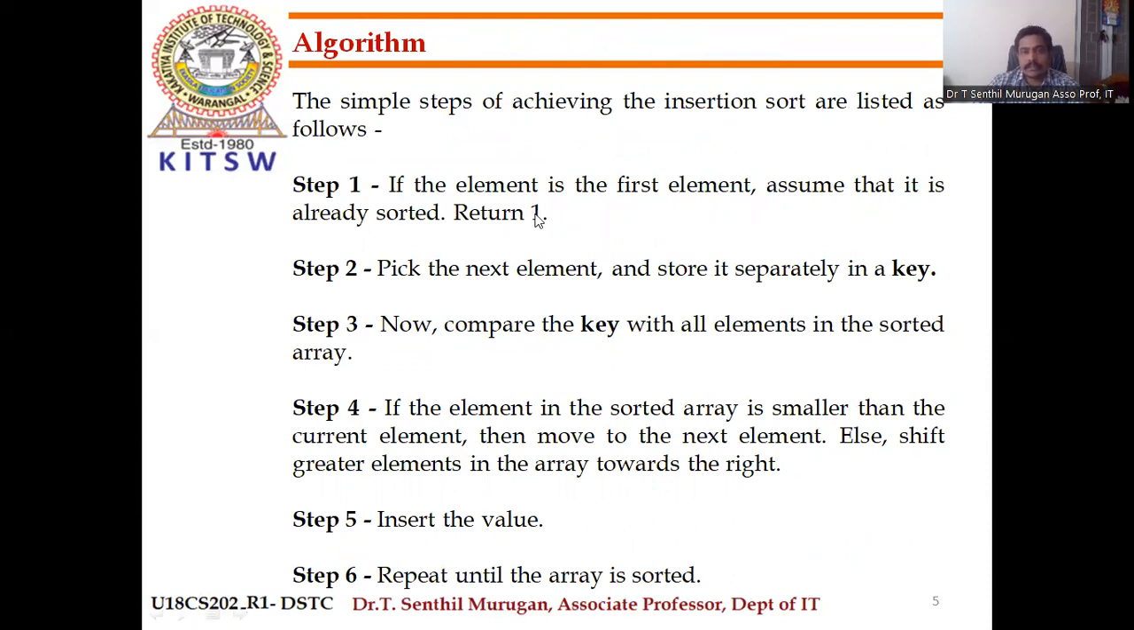First, if the element is the first element, assume that it is already sorted, so return 1. Pick the next element. We take the next element and store it separately in a key. Now compare the key with all the elements in the sorted array. The left side is the sorted array, the right side is not sorted. Like that, we compare and insert at the perfect place. Finally, we insert the value at the given position. Then repeat until the entire array is sorted.